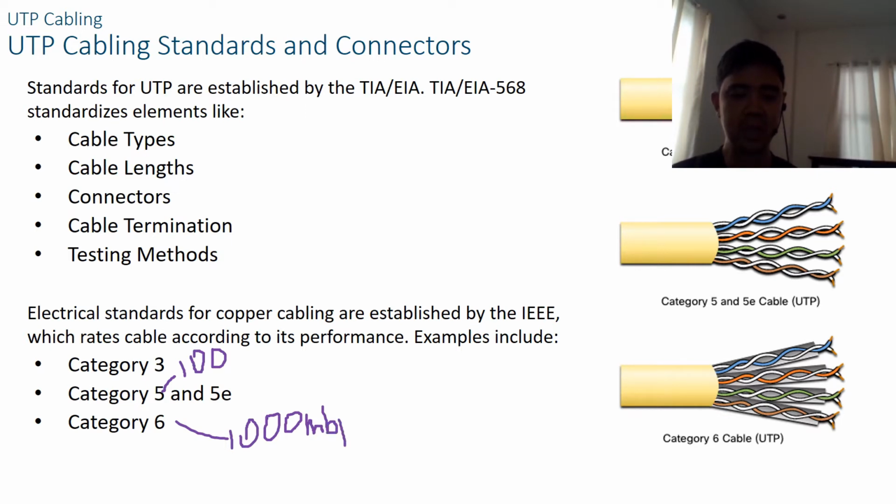Before Cat6, the demand for 1 gig in the industry was already high. Since Cat6 was not yet standardized, they came up with Cat5e. Cat5e also has a bandwidth of 1000 Mbps, the same as category 6.